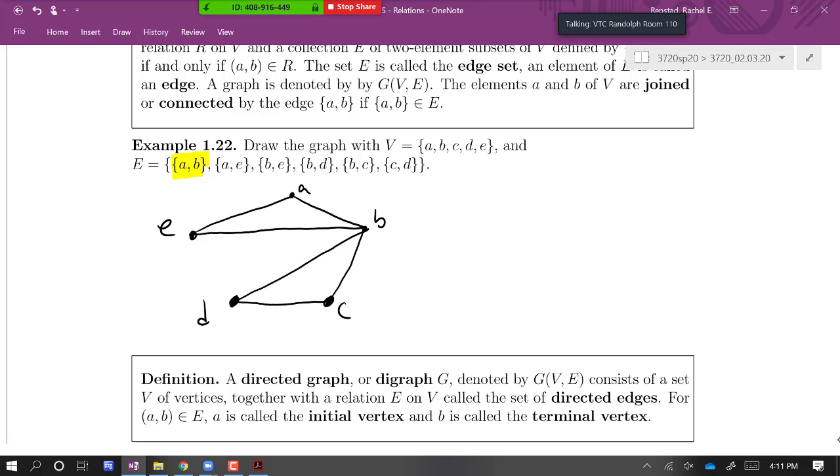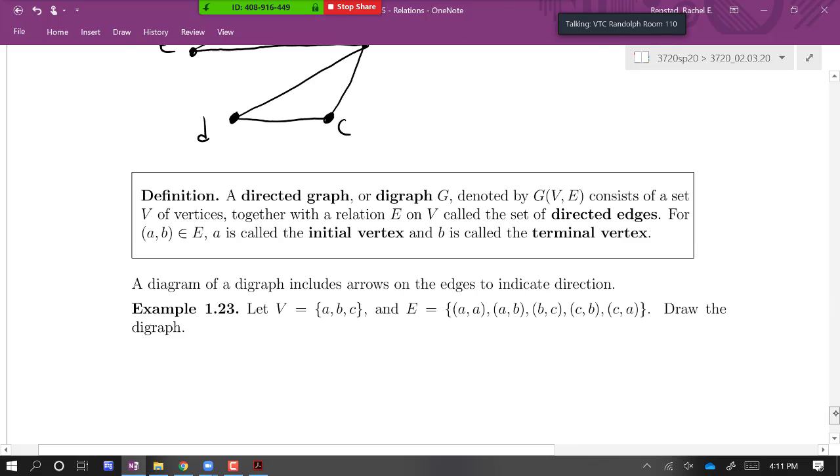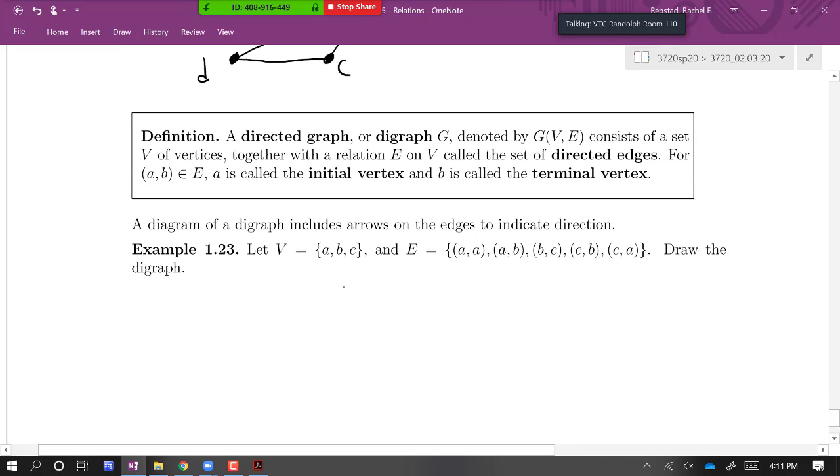You could make a graph that reflects a relation that's not symmetric. And the way you do that is just allow the edges to be directed. So there's some direction. In this one, we have the vertices A, B, and C.